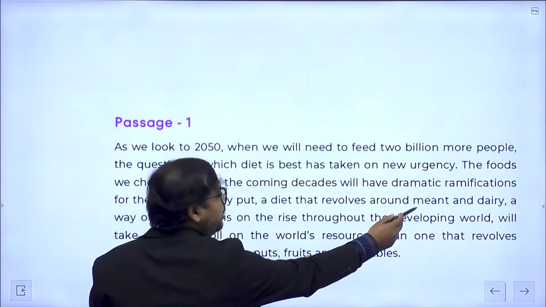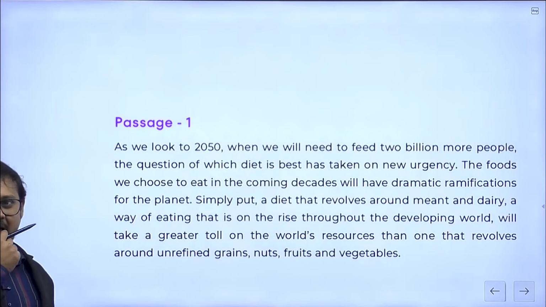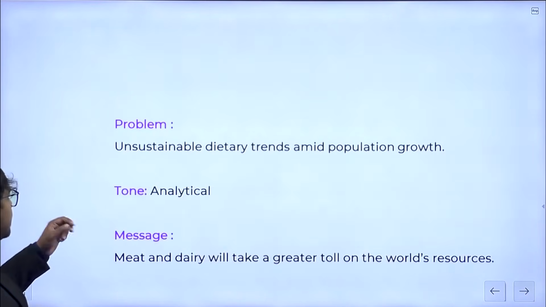This will be meet, not meant, meet. Done? Okay. So what is the tone? Why is it cautionary? Right. Excellent. So can we identify the problem in this? What is the problem here? Food scarcity. Excellent, brilliant.